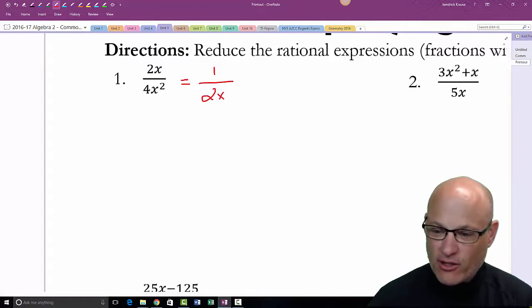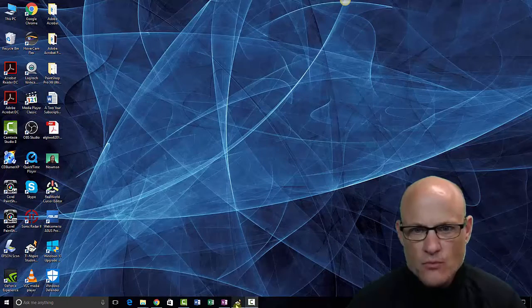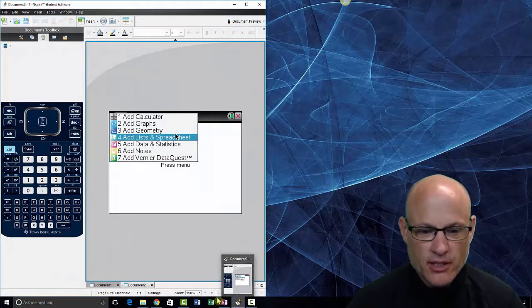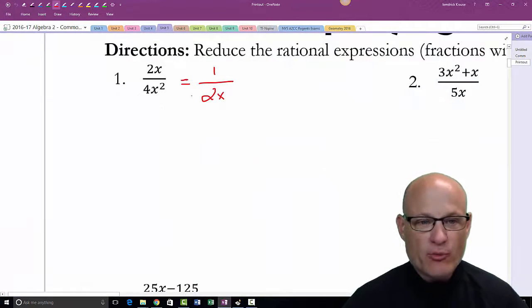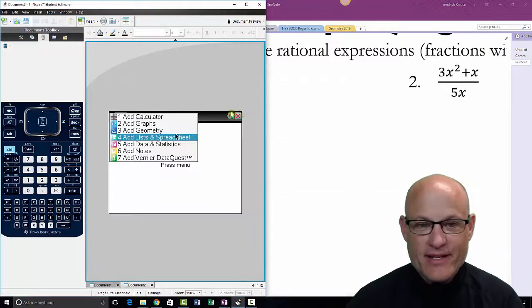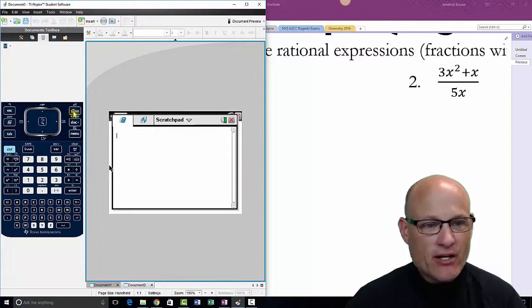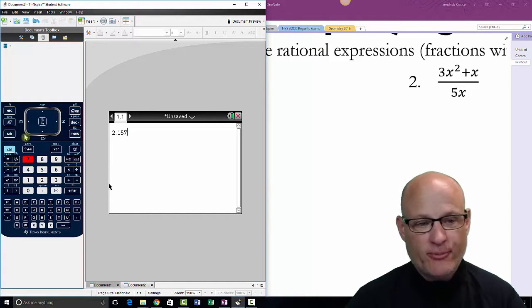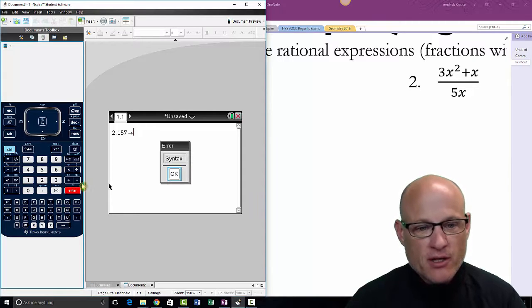I'll get my calculator up and I'll explain why in a minute. All right, there it is. So the original problem was 2x over 4x squared. It doesn't matter how complicated or uncomplicated it is. All of this can be done on the calculator. So go into calculator mode. I'm going to just take 2.157. It makes no difference. You can pick 2.1, by the way. And I'm going to just store it in x. It makes no difference what you pick.